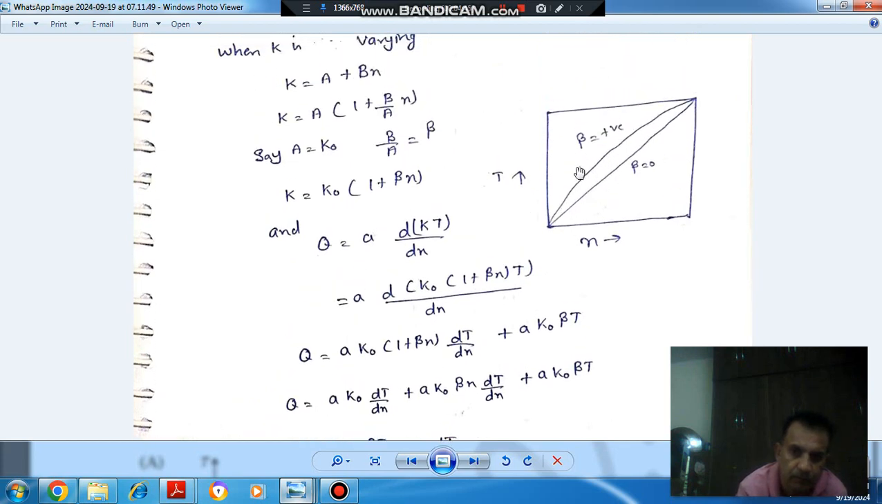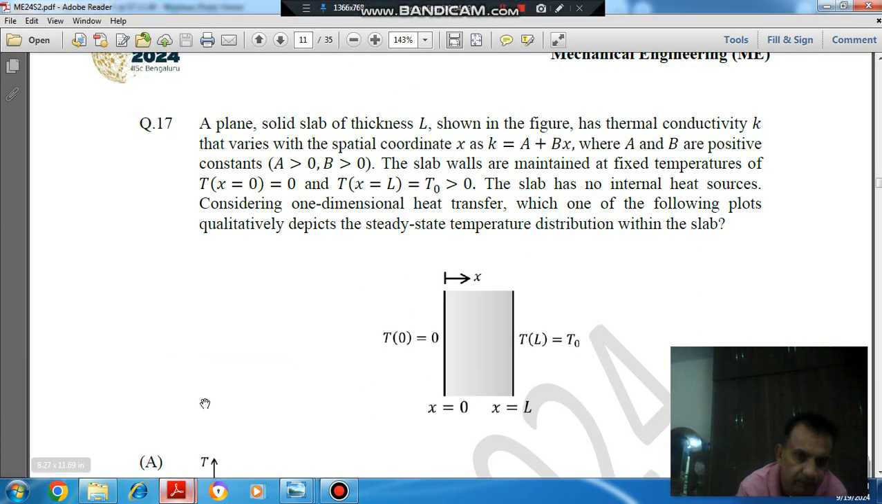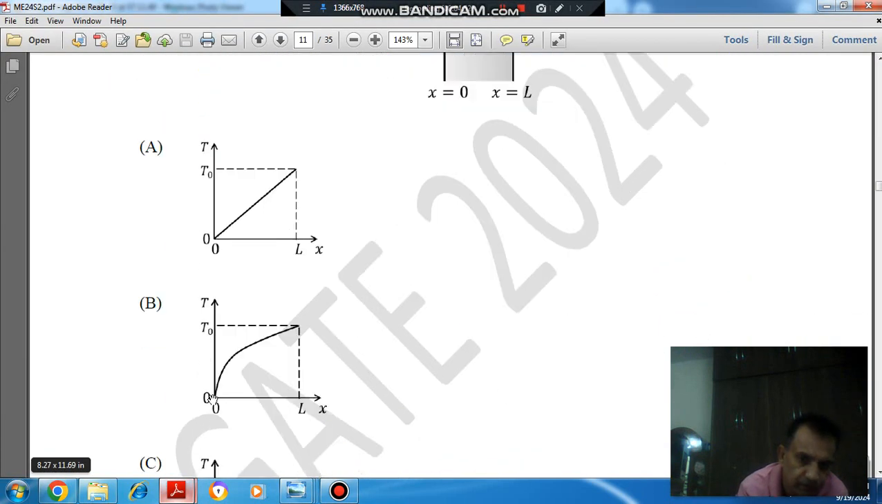So here, if we see the given diagram, initially the slope was more and then the slope goes on decreasing. So the answer is option C.